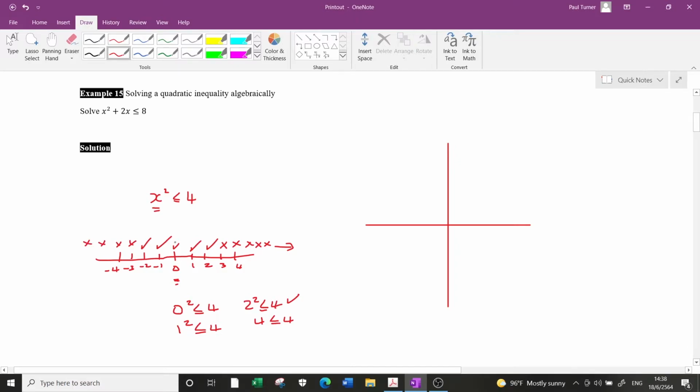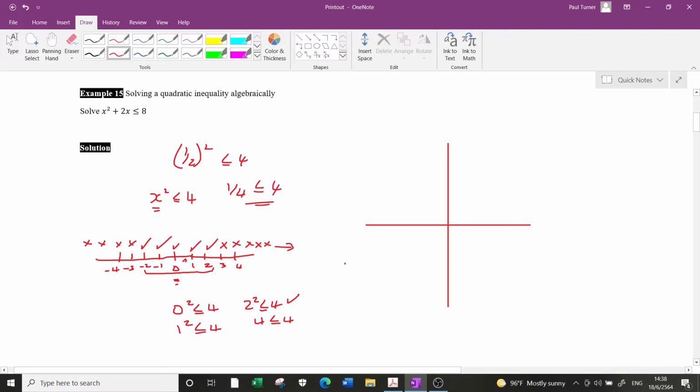So we can see our solution is going to be these numbers in here, including fractions. So if you put a half in, a half squared is a quarter, which is also less than or equal to 4. So any real number between minus 2 and 2 is a solution to this question.